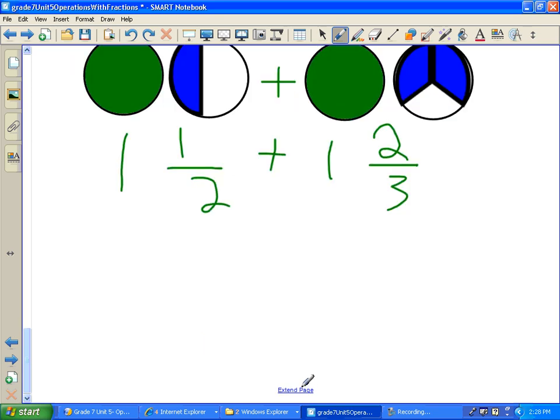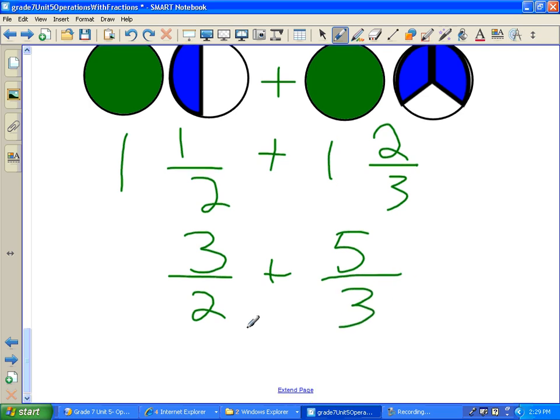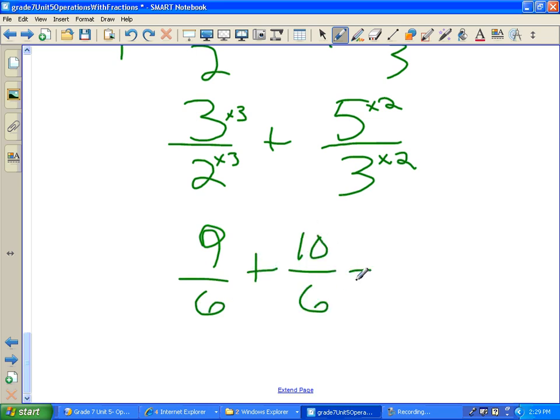So in this case, you notice it's not the same denominator, so we definitely got to change it to improper fractions. 1 times 2 is 2, plus 1 more is 3. 1 times 3 is 3, plus 2 more is 5. The only thing we have left to do is find a common denominator. Same on the bottom. So we'll times this by 3, and then we'll times this by 2. That way it'll make both of them become 6. So I'll get 9 over 6 plus 10 over 6 equals 19 over 6.